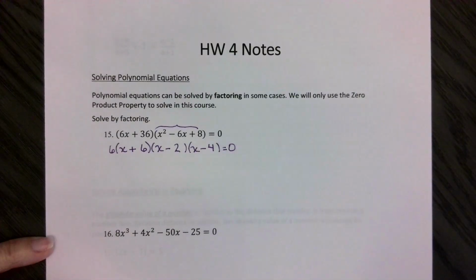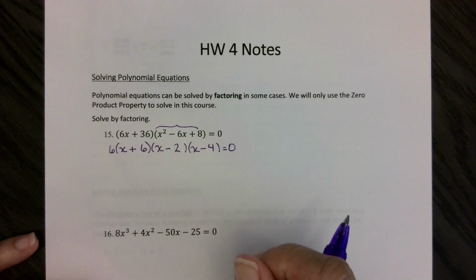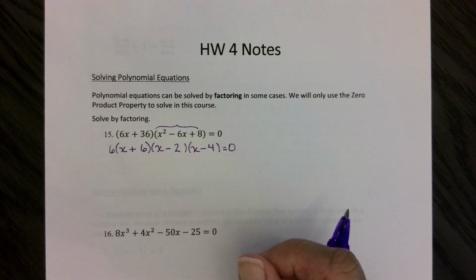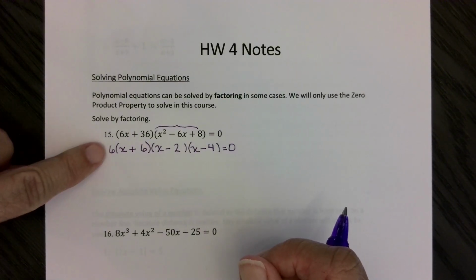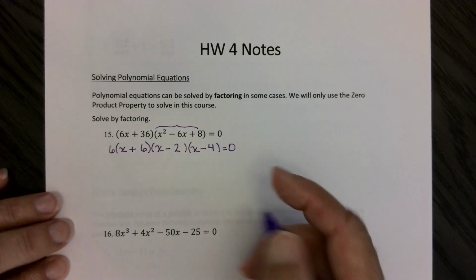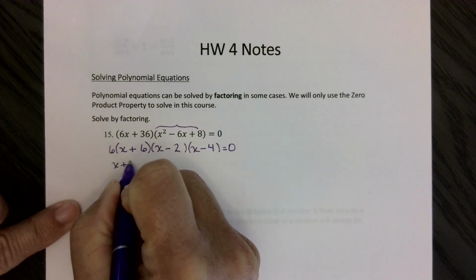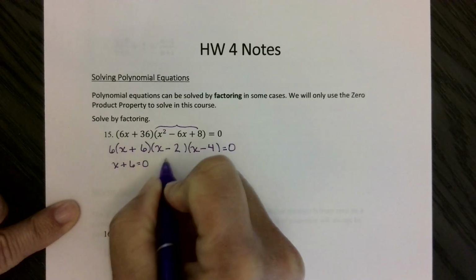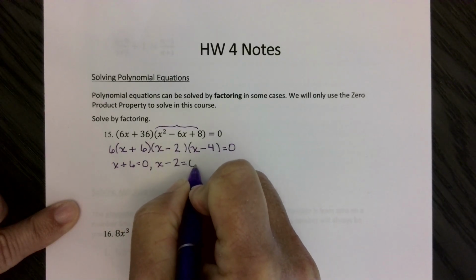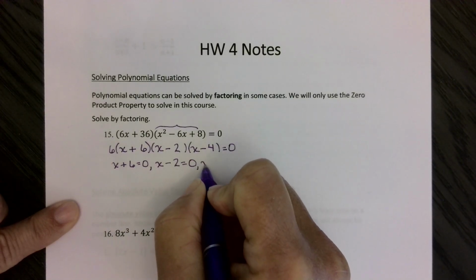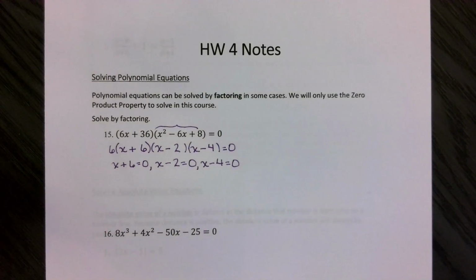Now, we are wanting to solve for x. So any factor that has an x with it is when we use the zero product property. This 6 does not have an x. This does, so you say x plus 6 equals 0, x minus 2 equals 0, and this also has an x. x minus 4 is equal to 0.